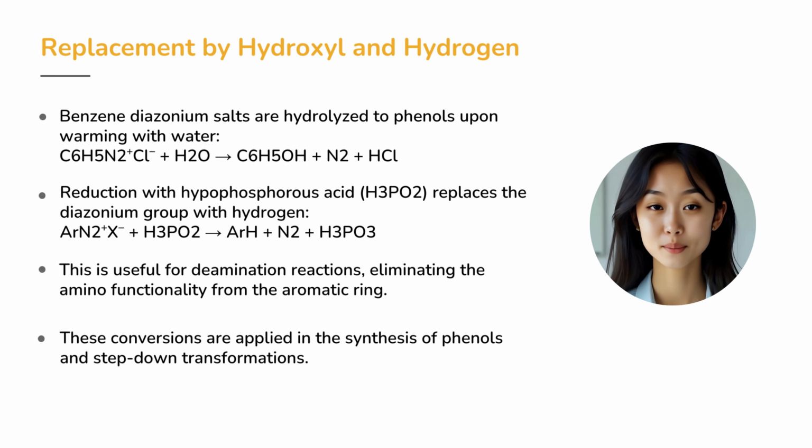Why do we care? Because these transformations are vital steps in synthesizing phenols or preparing simpler aromatic compounds by removing amino groups. It's like swapping special outfits for casual wear, adapting molecules for different purposes. Picture a diagram showing two pathways starting from the diazonium salt, one leading to phenol by reaction with water, and the other to a hydrocarbon through reduction with hypophosphorus acid, both producing nitrogen gas as a signature exit.